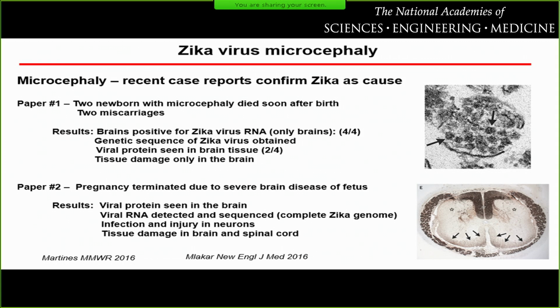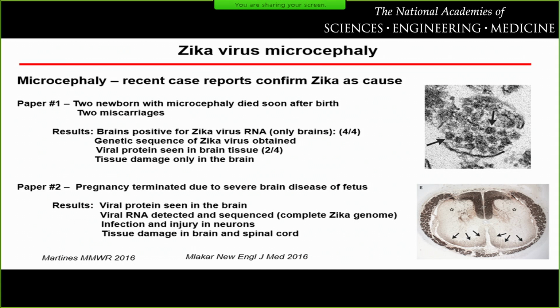In the first paper, there were 2 newborns with microcephaly that died soon after birth and 2 miscarriages. And in 4 out of 4 brains that were harvested from these tissues, they were positive for Zika virus RNA, and only the brains were positive. The genetic sequence of Zika virus was obtained in fragments, and there was viral protein seen.